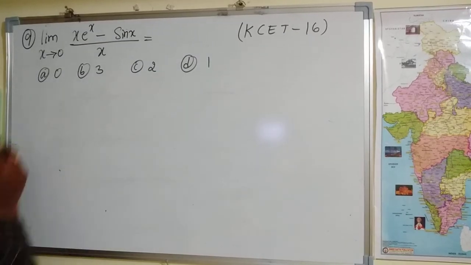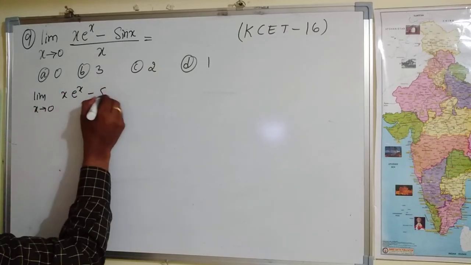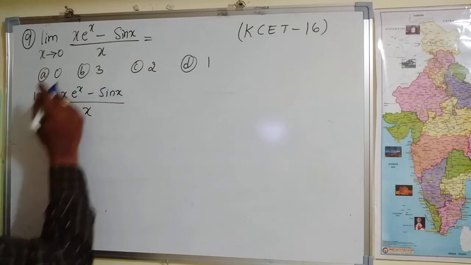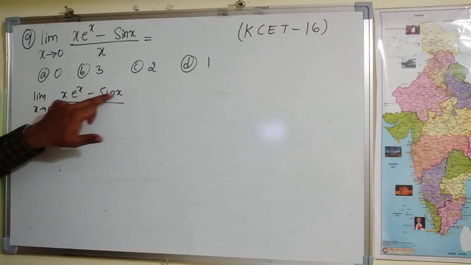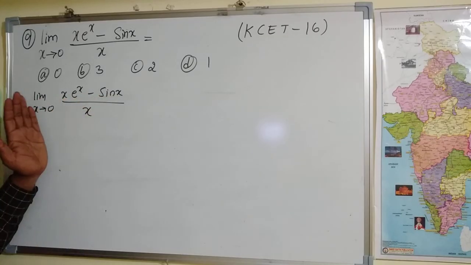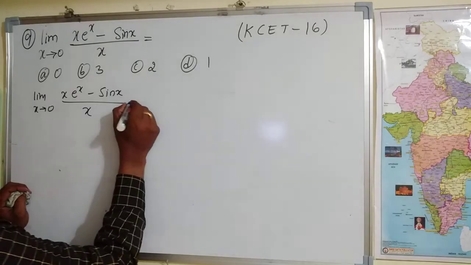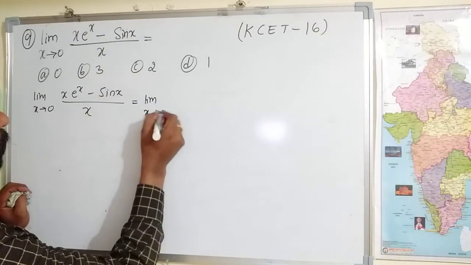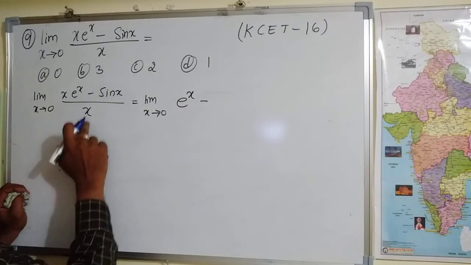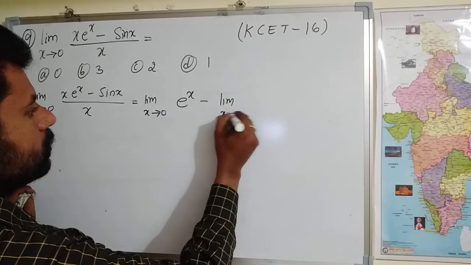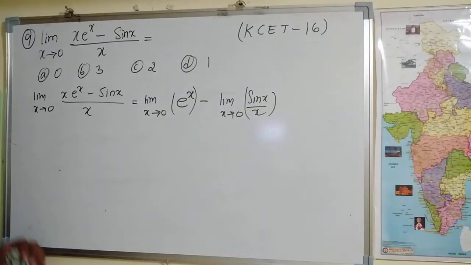To solve this example, limit x tends to 0, here we have x into e to the power x minus sin x, divided by x, as x approaches 0. Now observe this: each term, x into e to the power x minus sin x, whole divided by x, each term is divided by the denominator. So the result becomes limit x tends to 0, x is cancelled, and we get e to the power x in the first term, minus sin x divided by x. You can apply the limit here also, limit x tends to 0, sin x divided by x.